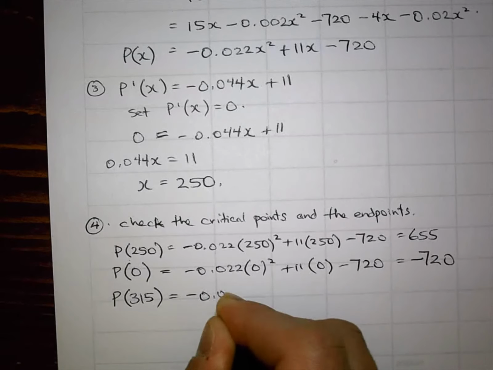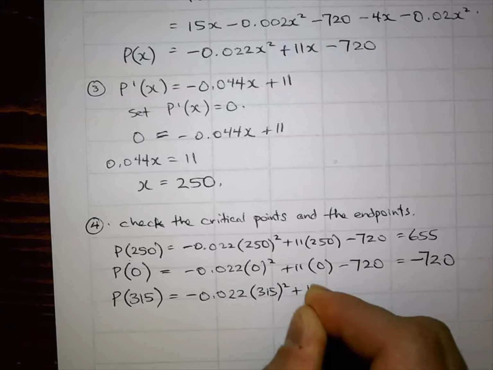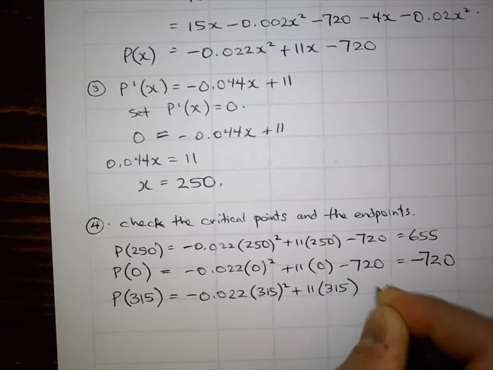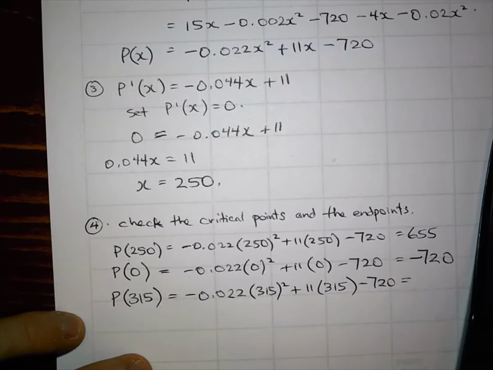Remember, the factory can at the most produce 315 per day. You may think, well, I'm going to max it out. It's 315. Let me do that. But if you check, let's check the number.